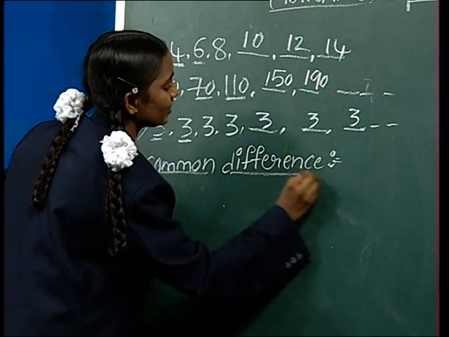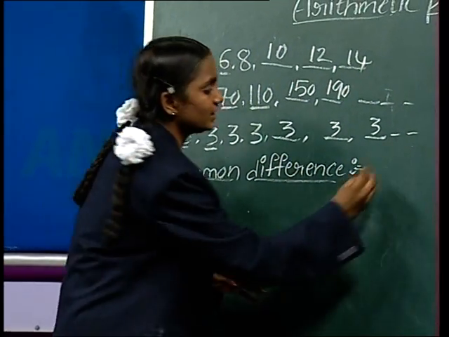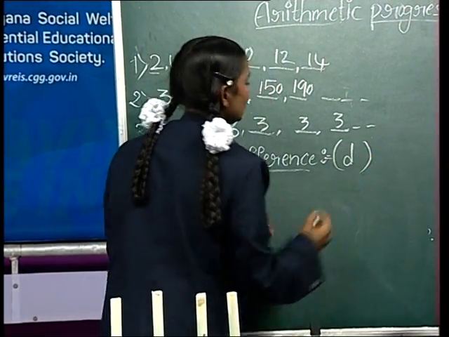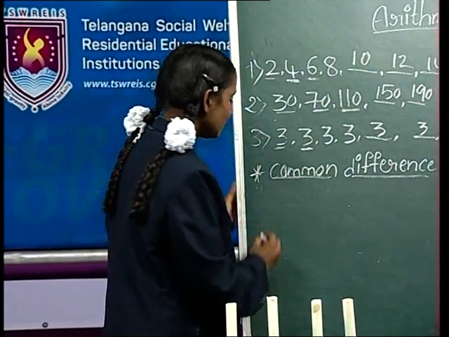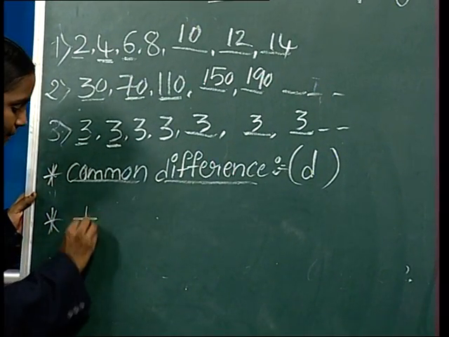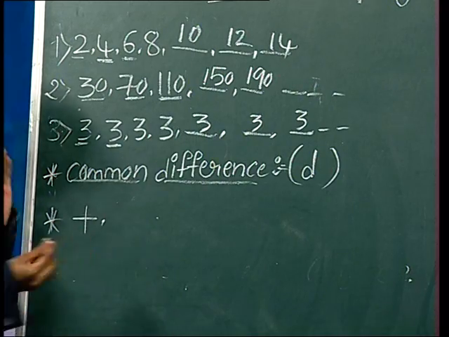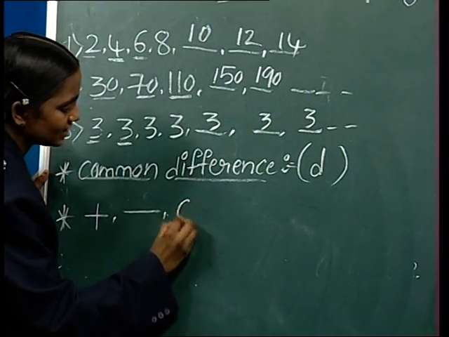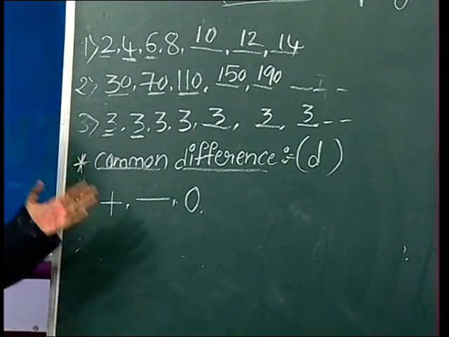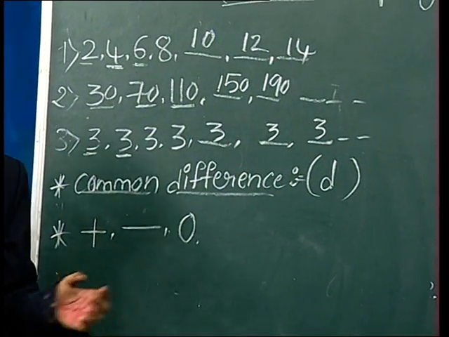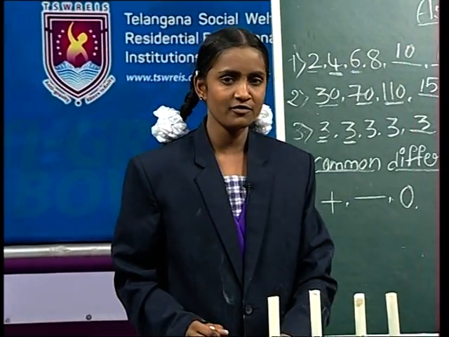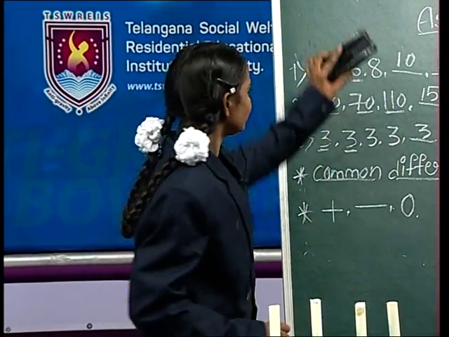This common difference is denoted by d. Remember that this common difference can be positive, can be negative, or can be 0. Now let us take the general form of an arithmetic progression.